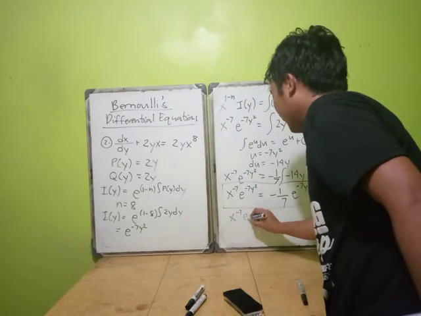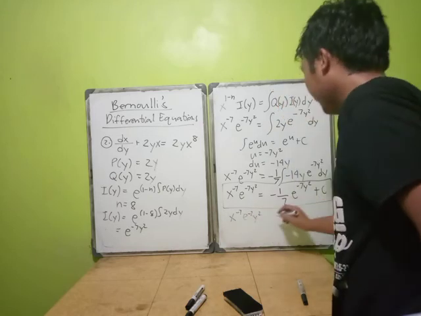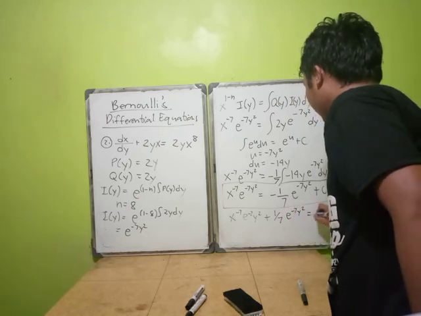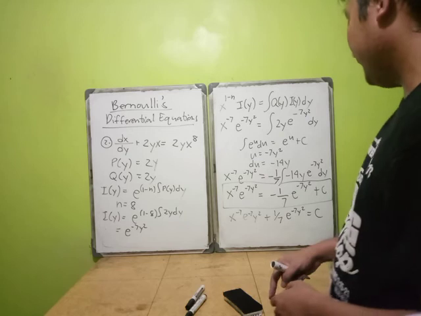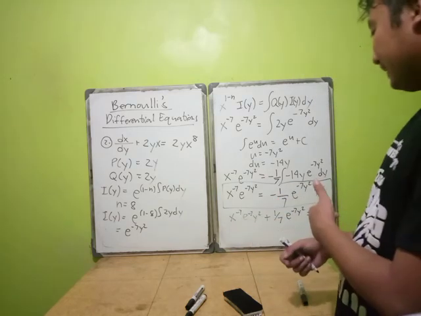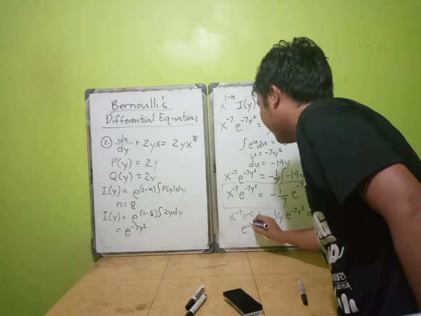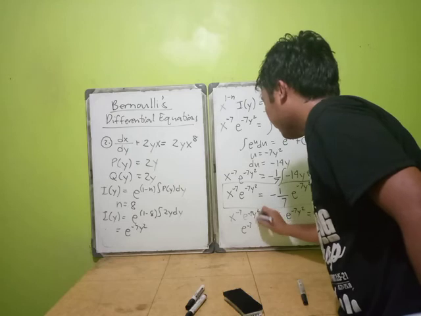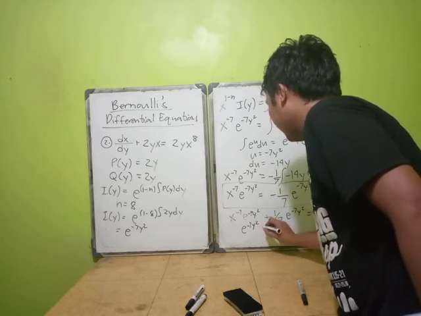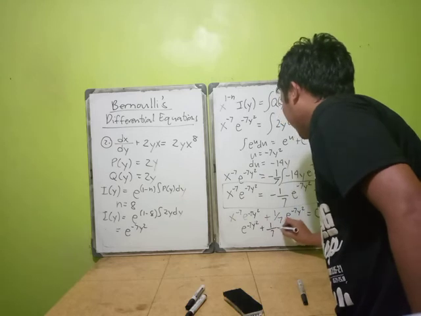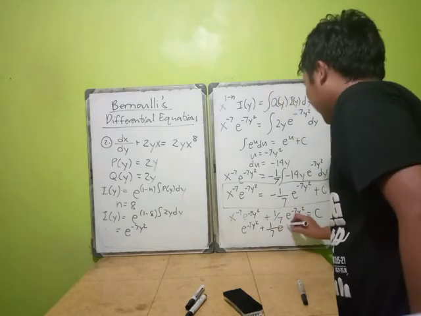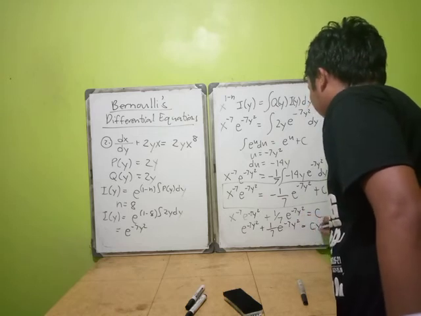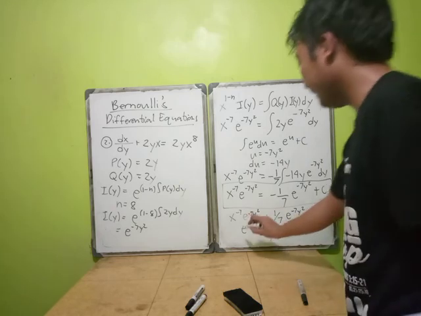I can move the one on the other side here: 1 over 7 e to the negative 7y squared is equal to c. And then I multiply by x to the negative 7. What happens? It becomes e to the negative 7 y squared plus 1 over 7 e to the negative 7 y squared is equal to c x to the 7.